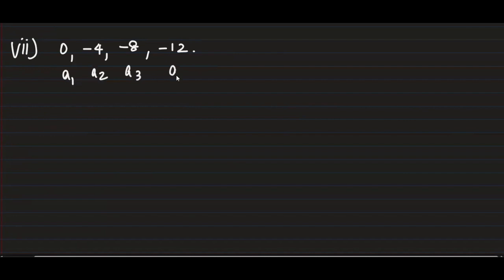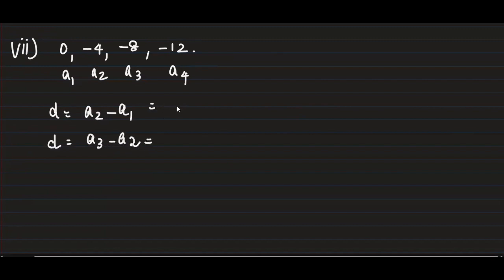So question number 7 is 0, then -4, -8, then -12. Okay, fine. Now let's find D. So A1, A2, A3, A4. So now D value will be equal to A2 minus A1. Also, it should be same for A3 minus A2.